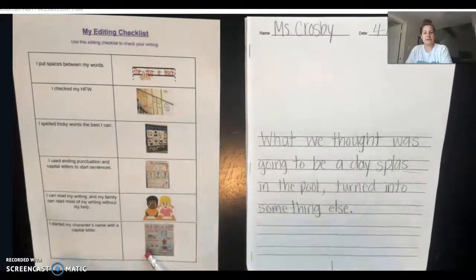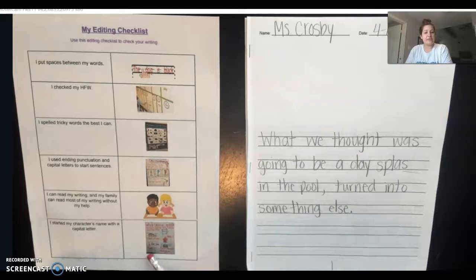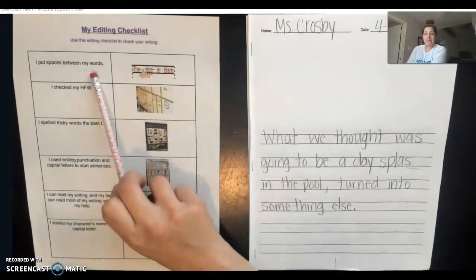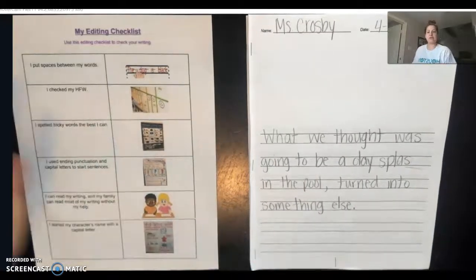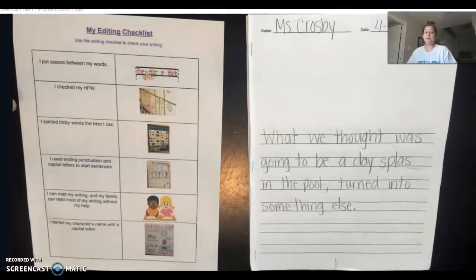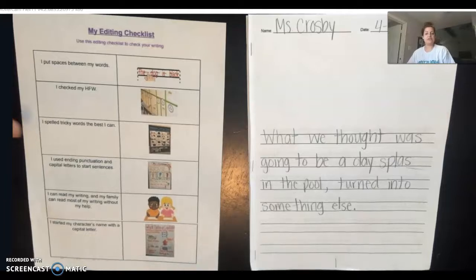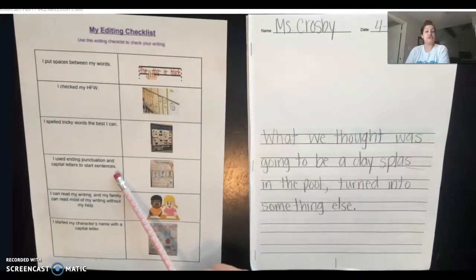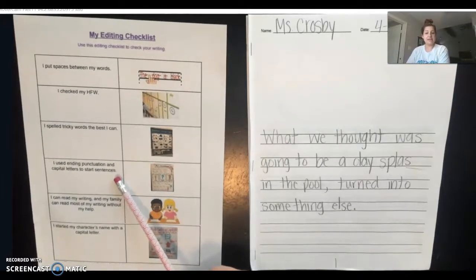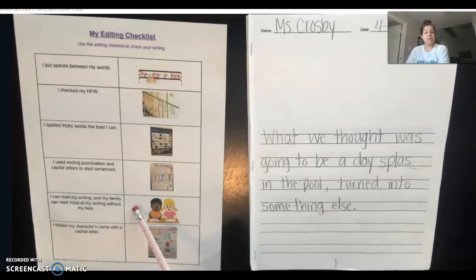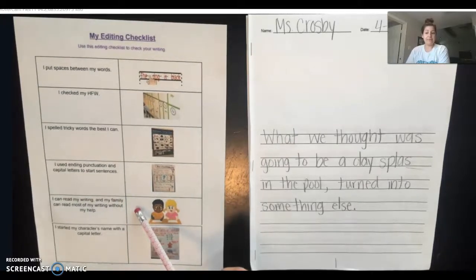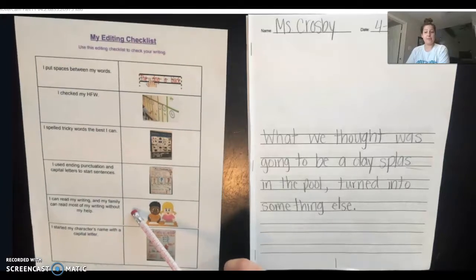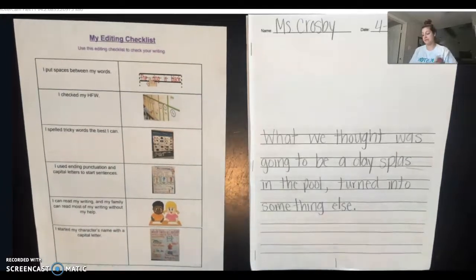Here I have my editing checklist. You want to make sure to have this printed out and next to you when you're doing your writing. Make sure you have finger spaces between your words. You checked your sight words, the spelling. You should also have your word wall and your sound wall up to help you as well. You spelled tricky words the best you can by stretching those words out. You used ending punctuation and capital letters to start your sentence, ending punctuation at the end, capitals at the start. You can read your story without help. Your parents can read your story without help. And you capitalize the names of your characters.